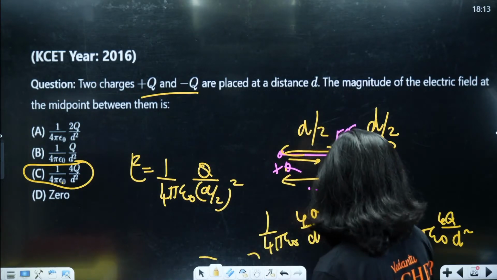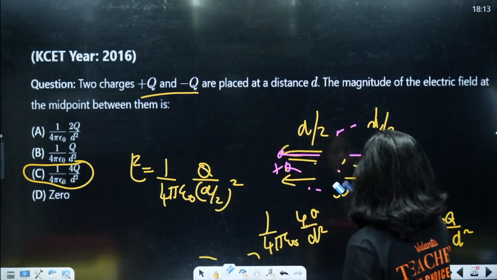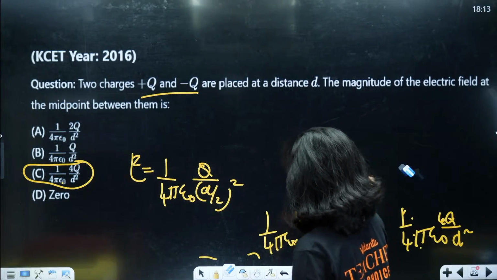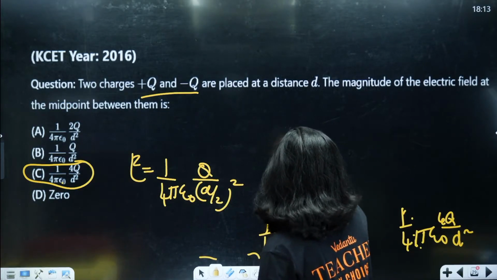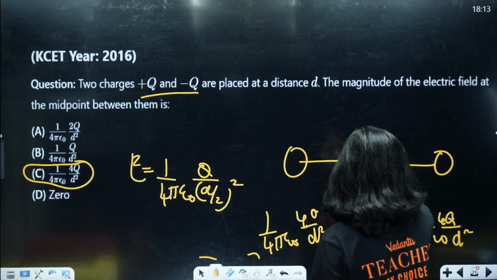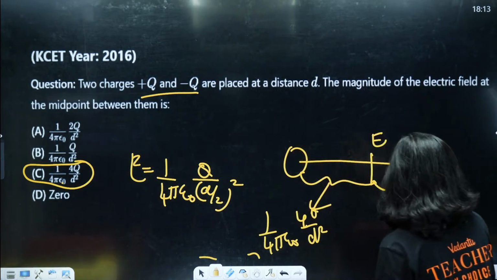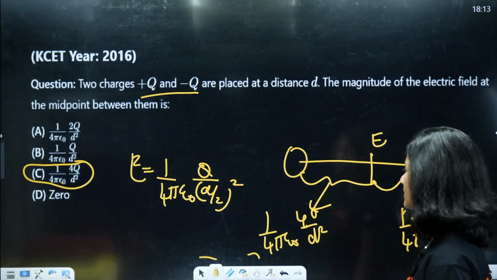The board is blurry. I think that's because I am not that great at drawing. So the two charges, the midpoint, this much, the field is this much, the field is this.